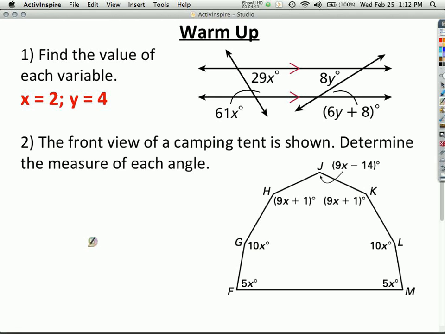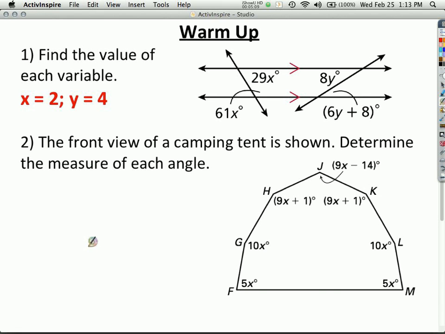Number 2, the measure of each angle. I got student 5, 13, and 10. Student number 5, what do you say? The measure of angle F is 80, the measure of angle G is 160, the measure of angle H is 145, the measure of angle J is 130. All right, let's stop there, because F and M are going to be the same, G and L are going to be the same, and H and K are going to be the same, so we can stop there.